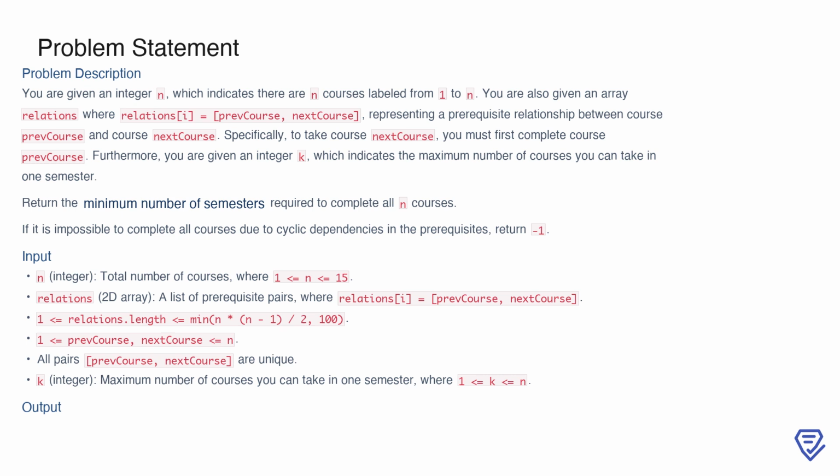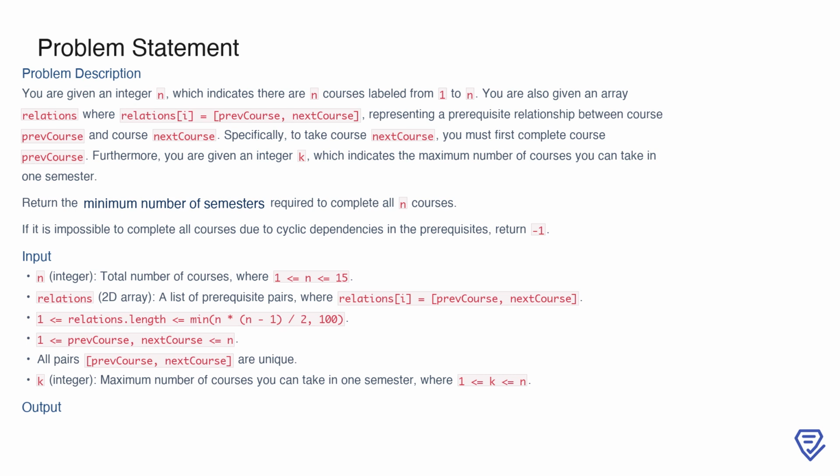In this problem, you are tasked with scheduling courses in a way that minimizes the number of semesters needed to complete all of them. You are given n courses, labeled from 1 to n, and an array called relations. Each element in relations represents a prerequisite relationship between two courses. For example, if a pair, Prev course, Next course, is given, it means you must complete Prev course before you can enroll in Next course.